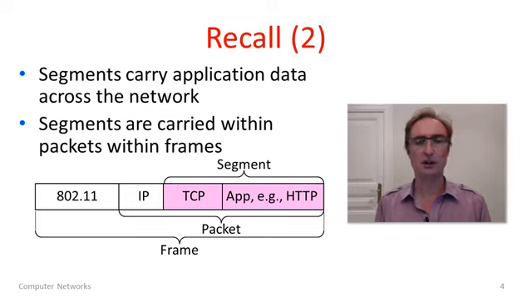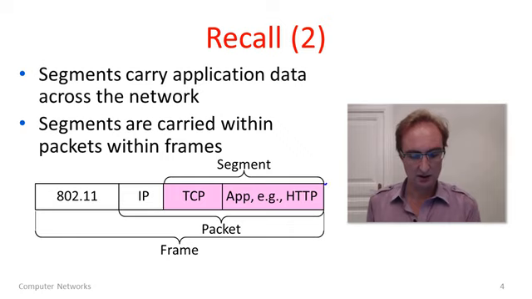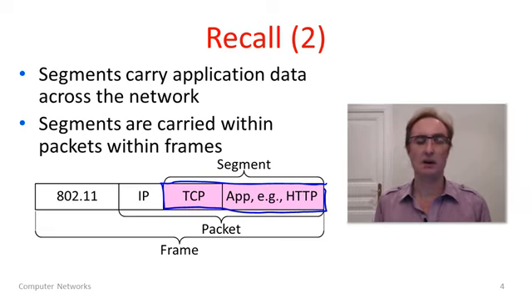And we can also provide just a brief review in terms of data units. The name for a message at the transport level is a segment. And you can see here, here's a segment. They have transport control information like a TCP header as well as a payload. The payload is application data that's carried across the network. The segment itself is carried within a packet at the network layer and within a frame at the link layer.